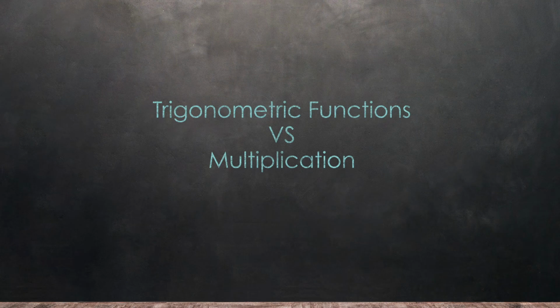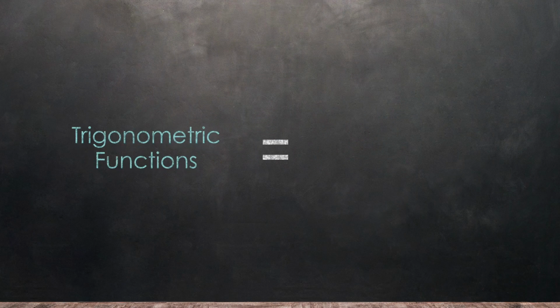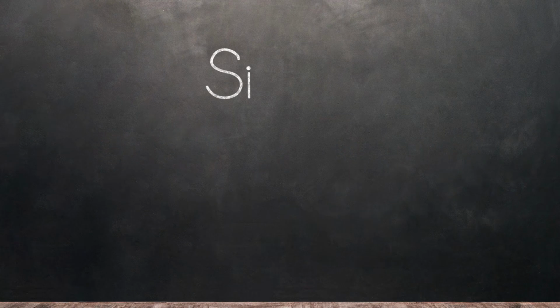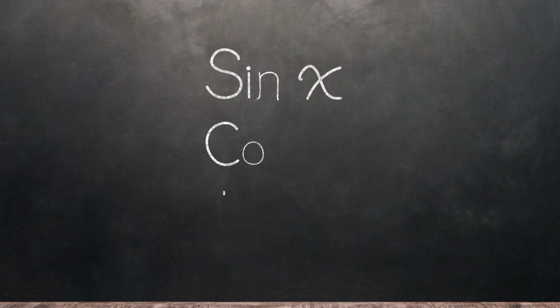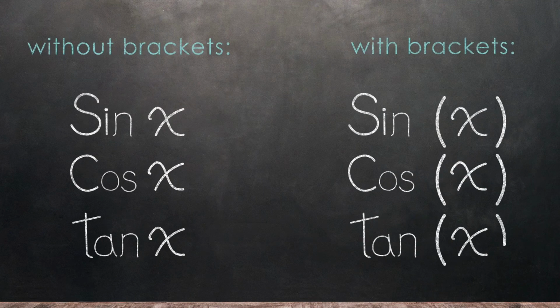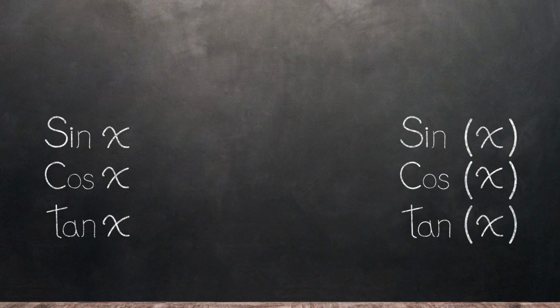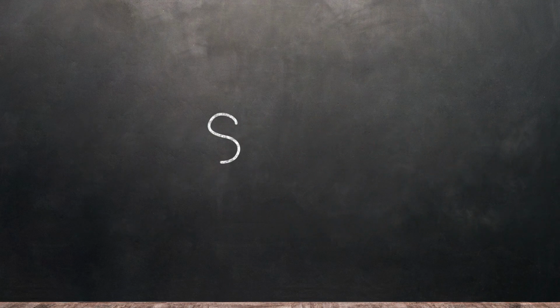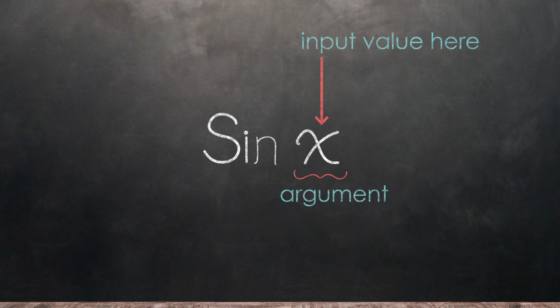Trigonometric functions versus multiplication. Trigonometric functions are also commonly confused with multiplication. Consider the three common trigonometric functions, sin x, cos x, and tan x. Like logarithmic functions, these can all be expressed with or without brackets around the argument. However, they do not mean that sine, cos, and tan are being multiplied by x. Like all other functions, trig functions can take on x values as input and output y values.